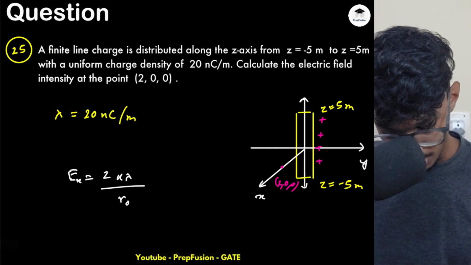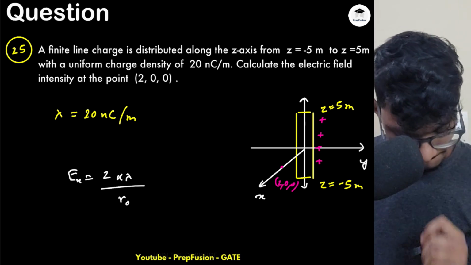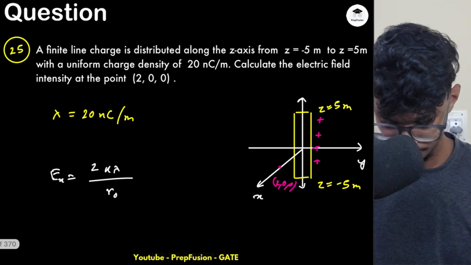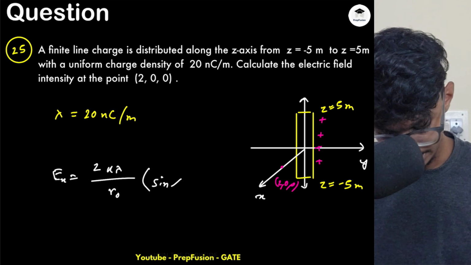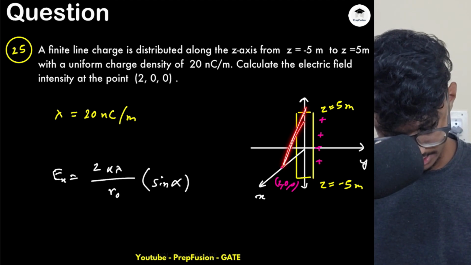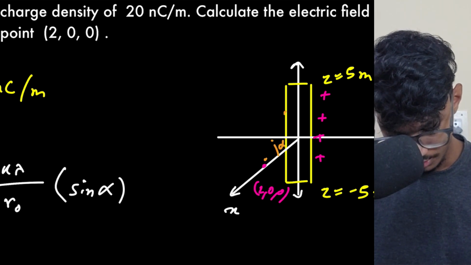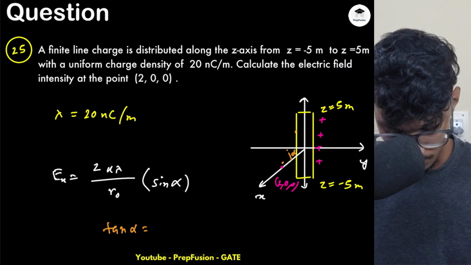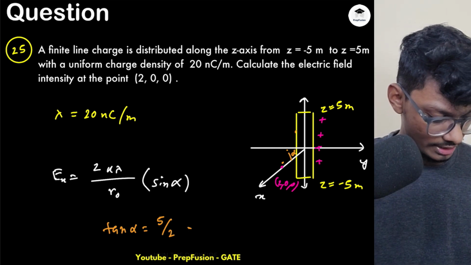So now we'll do this, 2k lambda by r naught into sine theta basically, or I can say sine alpha. So what is alpha basically? So this angle, right? This is the alpha angle. So what is this alpha angle? I can draw this in 3D. So this is 2 and this is 5, right? So base is 2, height is 5. So my tan alpha is equal to 5 by 2. So what will be my alpha basically? I will just quickly compute the alpha value.